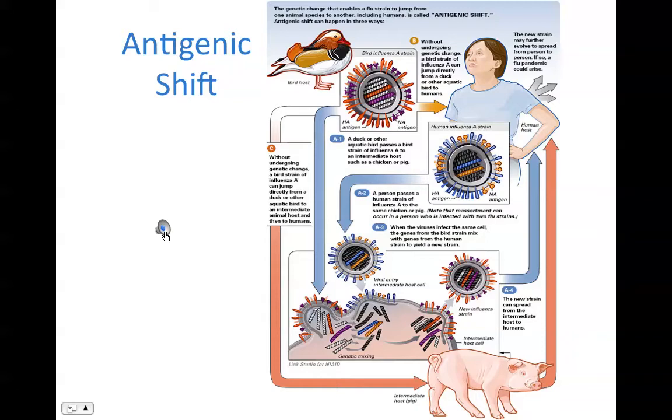In this illustration, we see the possible ways that antigenic shift can occur. Oftentimes, due to a particular cell being co-infected with perhaps two different strains of influenza virus, coming from perhaps two different sources, like from a bird and a human, or a bird and a pig.